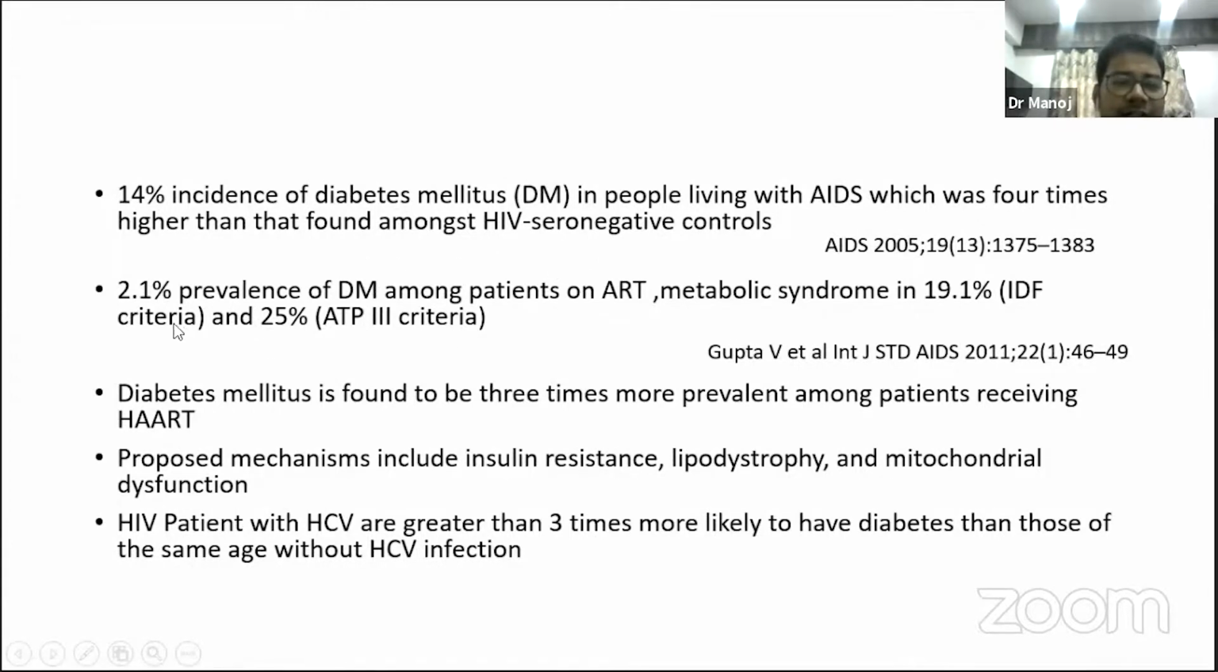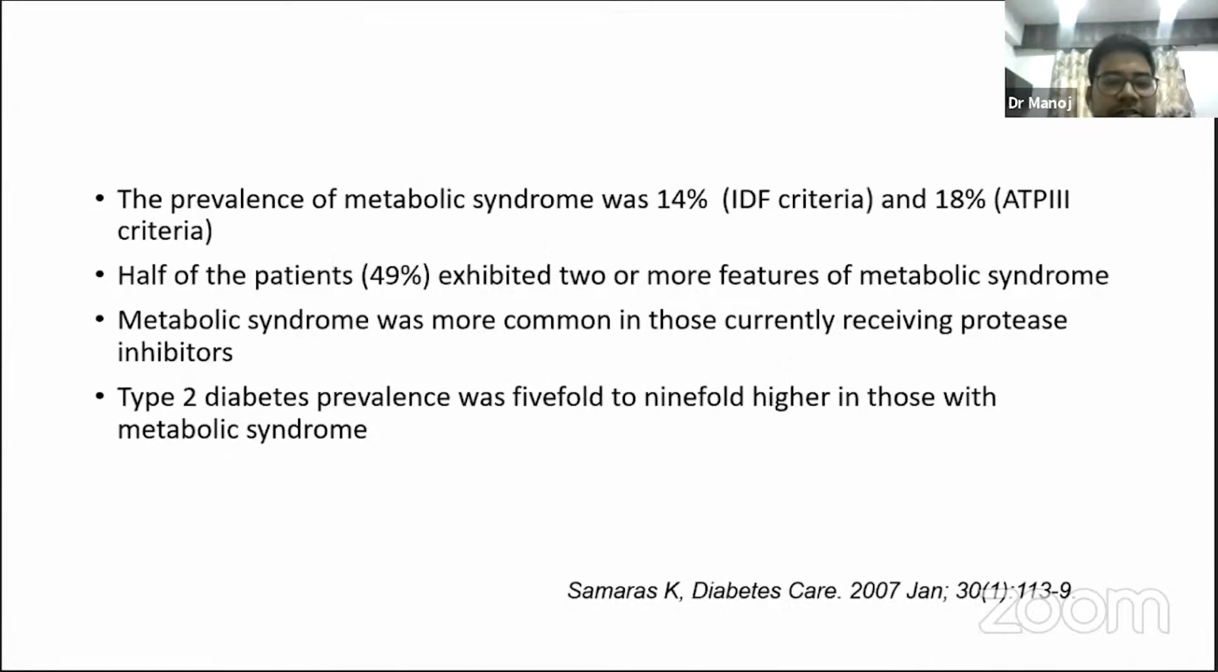Indian studies have found that the prevalence of diabetes is 2.1%, and in the same study, the percentage of patients developing metabolic syndrome was around 19% according to IDF criteria and 25% according to ATP III criteria. Diabetes mellitus was found to be 3 times more prevalent among patients receiving ART. The proposed mechanisms are insulin resistance, lipodystrophy, and mitochondrial dysfunction. Also, patients with HIV and HCV co-infection are 3 times more likely to develop diabetes than age-matched controls without HIV or HCV infection.